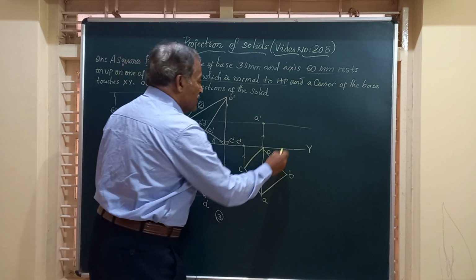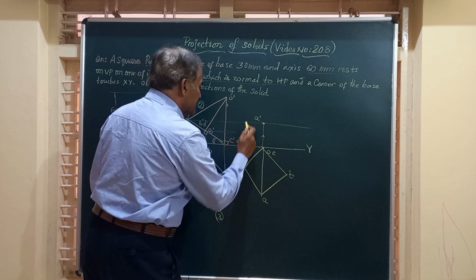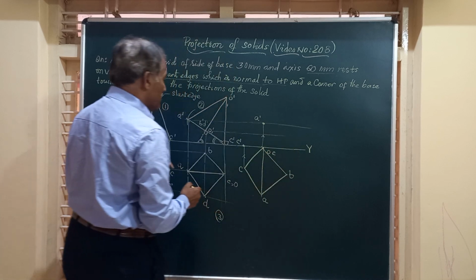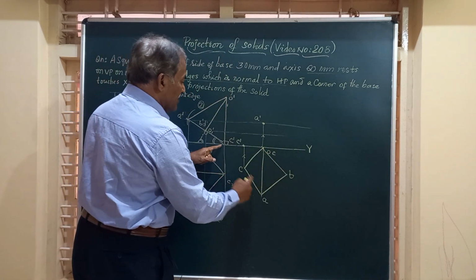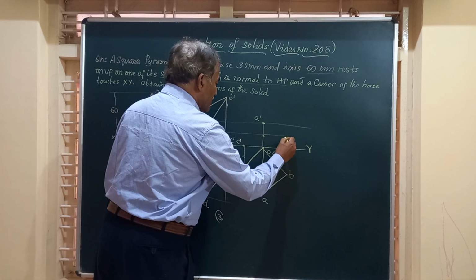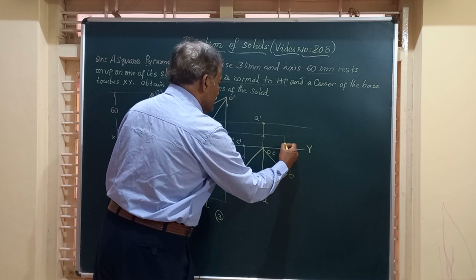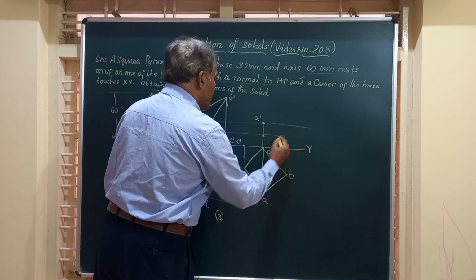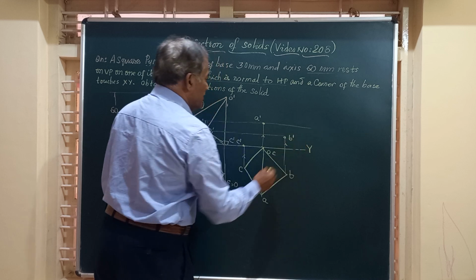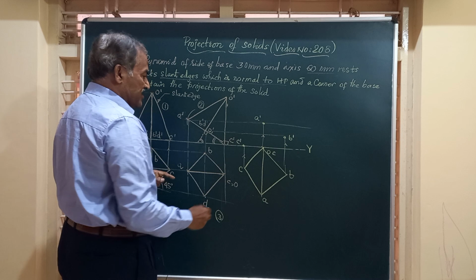Next, B: vertical line from B, horizontal line from this B. It comes exactly between these two. So, this is C we have got. We have got A, B we should get. So, B, horizontal from B, vertical from B. The point where those two intersect is going to be the point B. That is B dash. So, we got A dash, B dash, and this C.